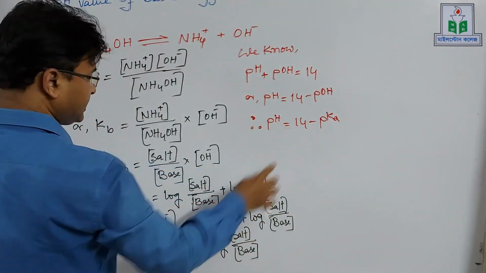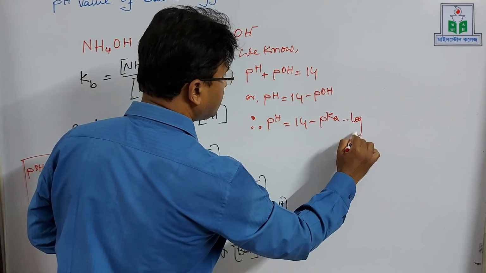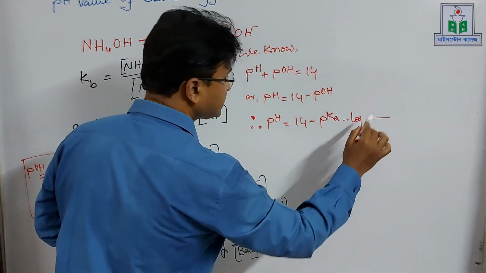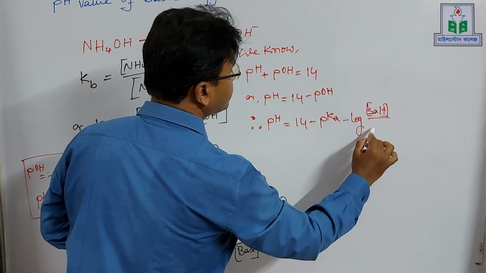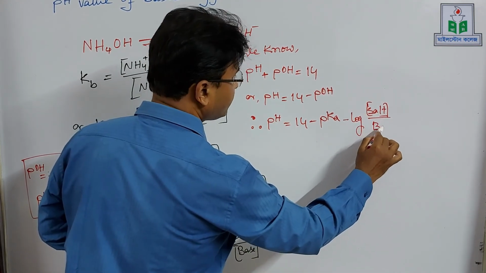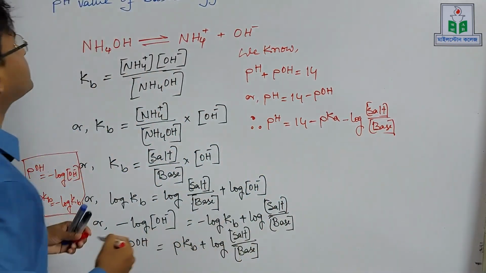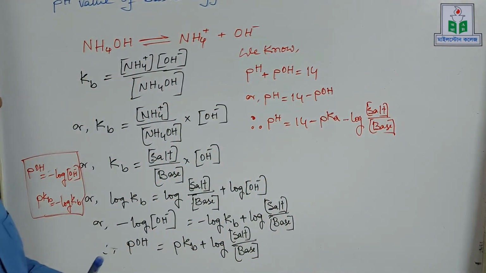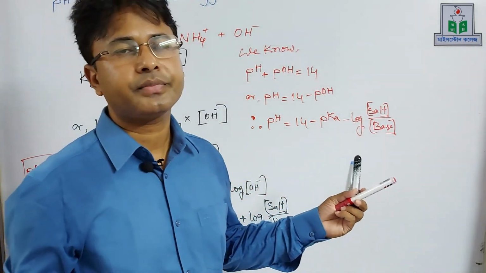Then due to this minus, it will be minus log molar concentration of salt divided by molar concentration of base. That's all about the equation for the calculation of pH value of basic buffer solution.